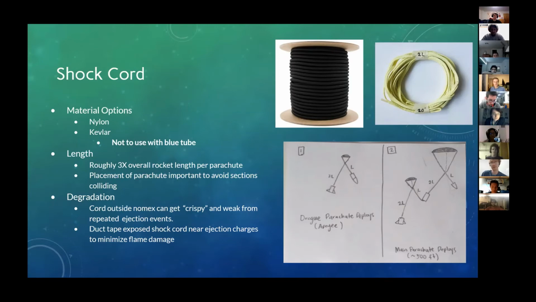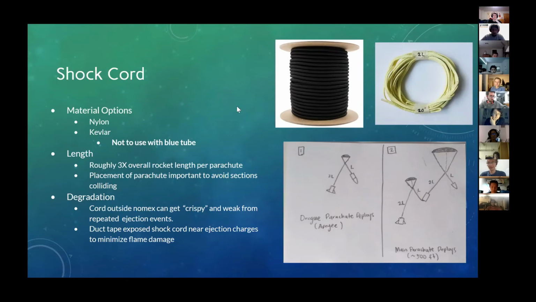Placement of the parachute along the length of the shock cord is something to consider as well. You can see in the bottom right diagram, you want to place the parachute along the shock cord so that sections of your rocket after separating don't knock into each other or collide during that period where there's a lot of force, a lot of aerodynamic drag happening on the rocket. And you generally just want to separate the sections of your rocket by a reasonable distance so that there's no chance of your rocket damaging itself upon separation.